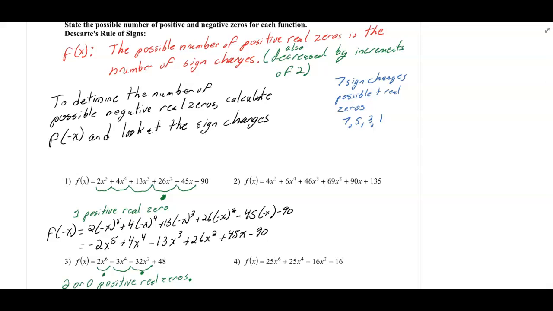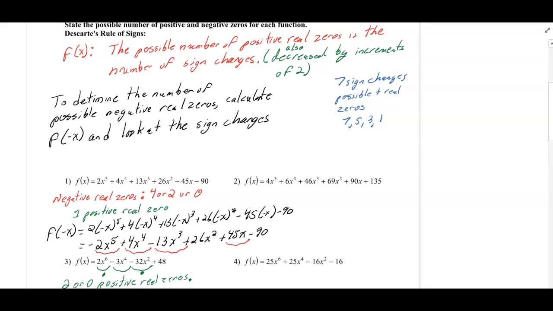So for the possible negative real zeros, you look for the sign changes. Here's 1, 2, 3, and then 4. So that means there are 4, or 2, or 0 negative real zeros.